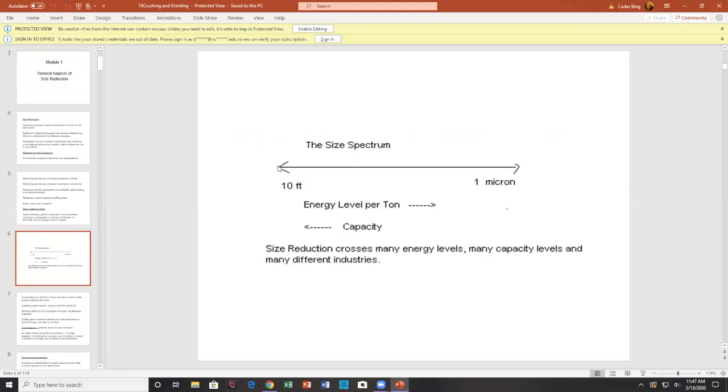The size range is very interesting. You're going from boulders the size of maybe 10 feet all the way down to microns, 1 micron or perhaps even less. And capacity goes in this direction: the larger the particle size, usually you're dealing with larger capacities, and when you get down to 1 micron, you are at low capacities. The energy per ton is also interesting. It's easier to break 10-foot diameter boulders than it is to break a 1 micron particle.